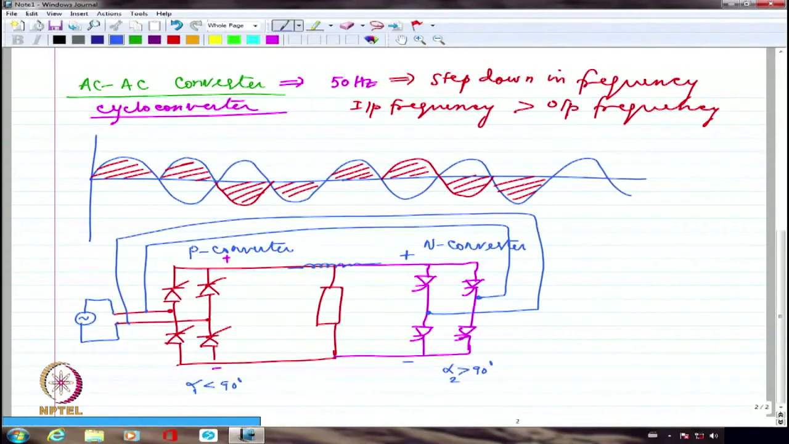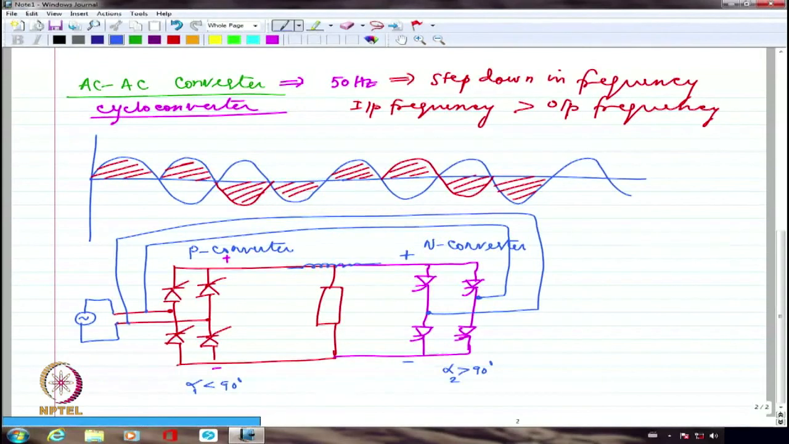When P converter is functioning, it is working as a rectifier on its own. And N converter is quiet. It is not working because you will not give any pulses to the N converter. So N converter pulses will not be released until P converter current comes down to 0. Then you will release the pulses to N converter, holding off the pulses to the P converter.